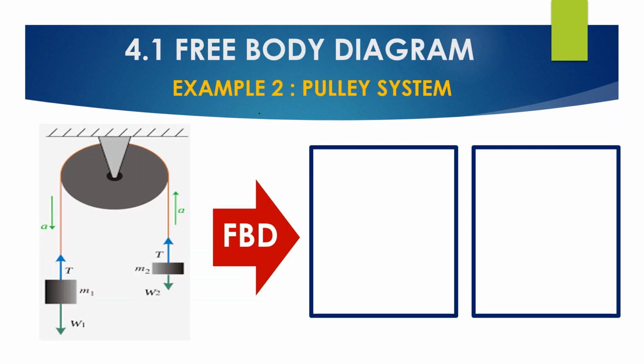Okay, we look at example 2, pulley system. Same as the previous, you need to first identify the forces acting on the object. For this pulley system, we have two objects, which means you need to sketch a different free body diagram for each object. So these are the steps for how to sketch a free body diagram.